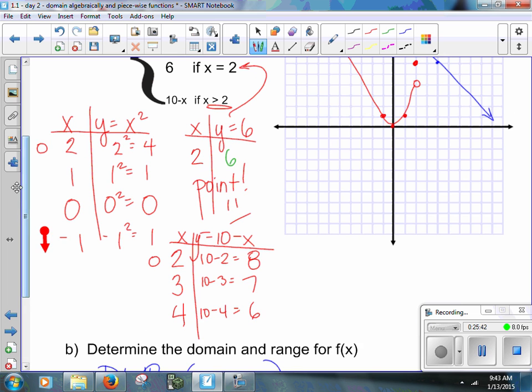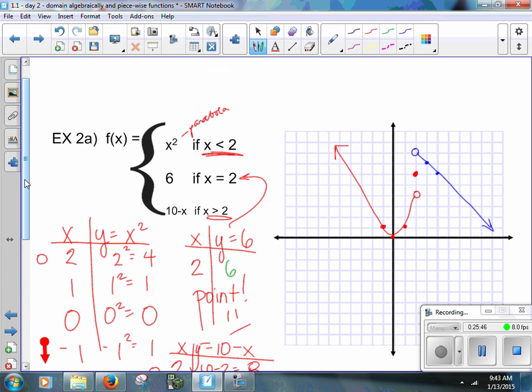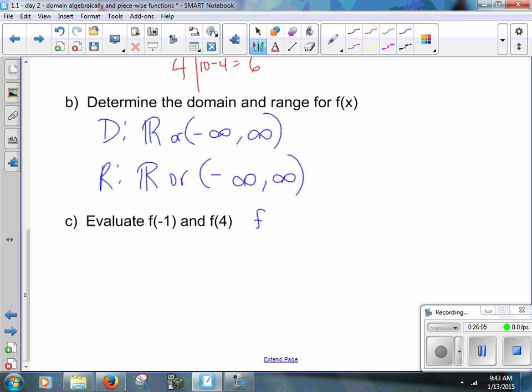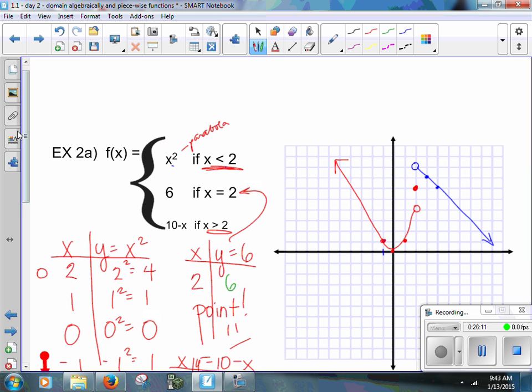How about evaluating? Negative 1. Did you look at the picture of the function? Do you agree that it's 1? Could I have plugged it into the first one? Negative 1 squared is positive 1. So she's right. So f of negative 1 is 1.